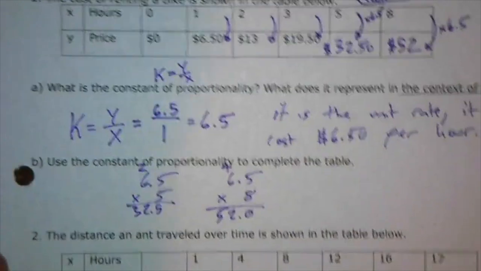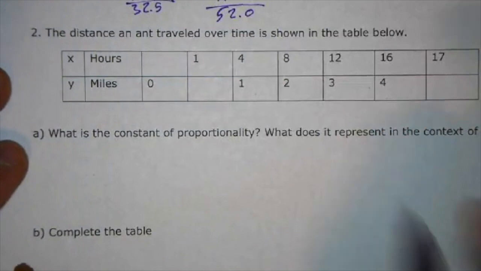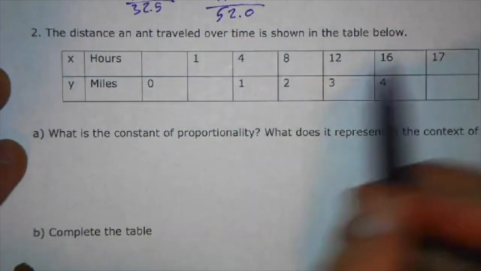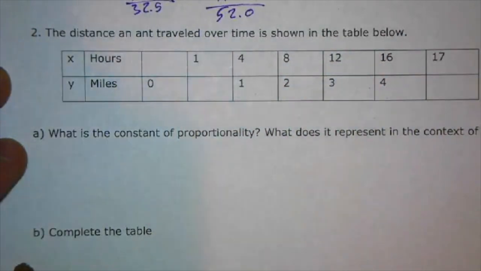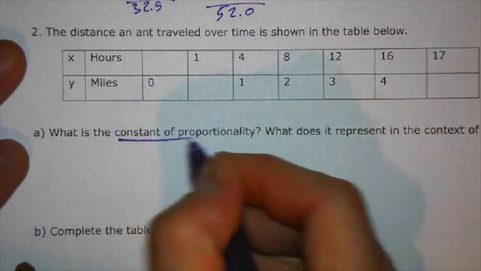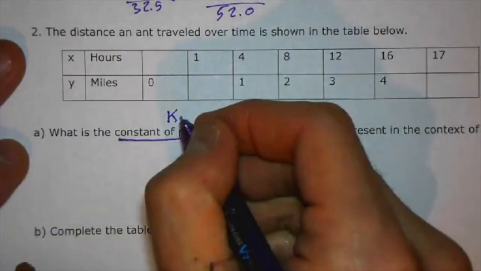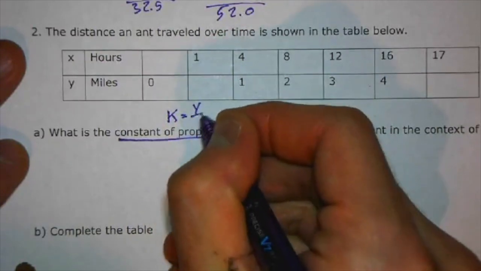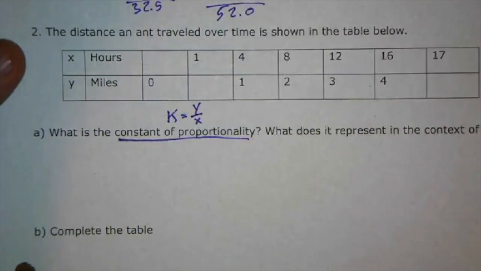Alright, let's look at a different problem. The distance an ant traveled over time is shown in the table below. So there's some information given, but then there's some things that are missing. And I need to find the constant of proportionality. Okay, so I'm going to remind myself by annotating that the constant of proportionality, which is k, is equal to y over x. It's y divided by x. And we need to do the same thing, find what it means in the context.